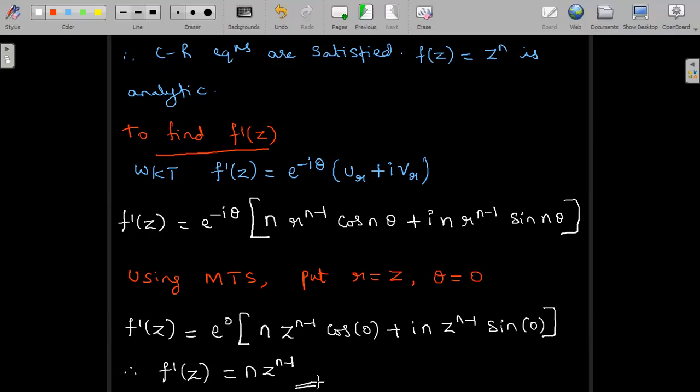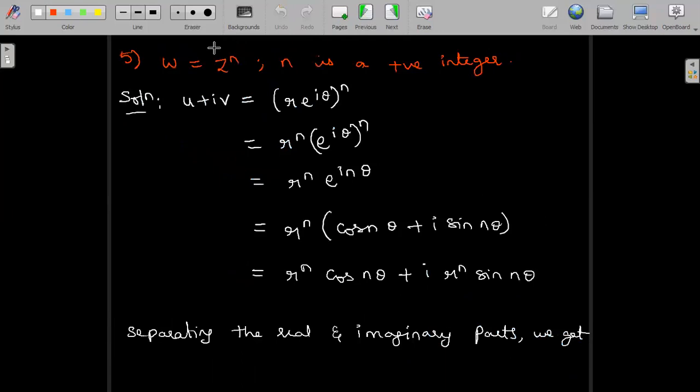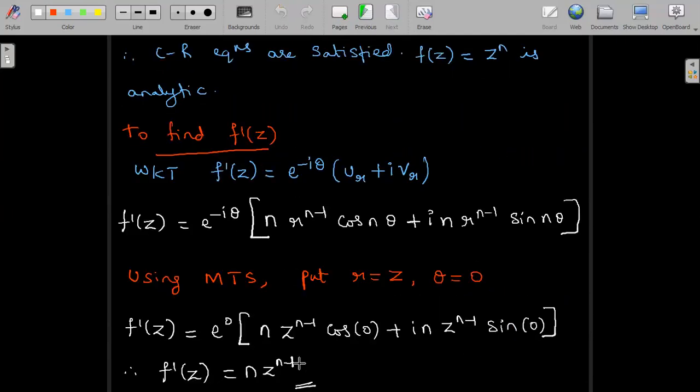Now we will verify whether the answer is correct or not. How can we verify? We have the given question f of z is equal to z power n. So differentiation of z power n is n into z power n minus 1. Thus we have obtained the same answer by checking whether the given function is analytic and then obtaining the derivative according to the procedure.